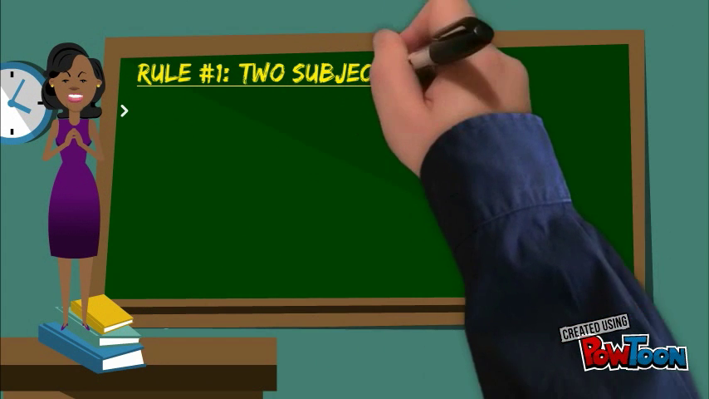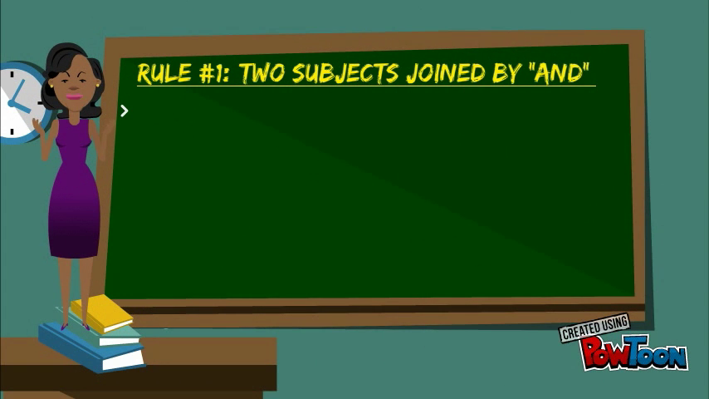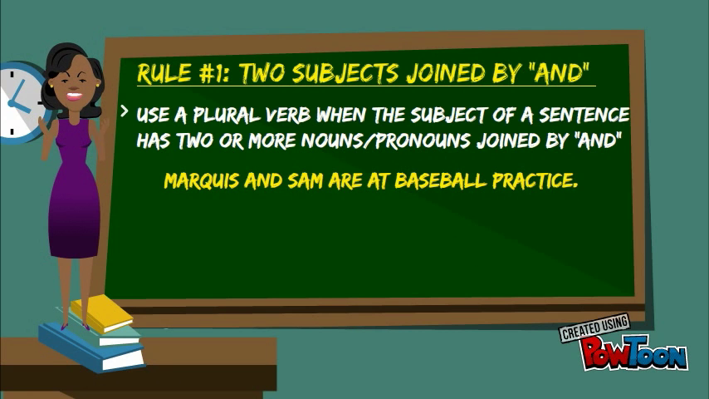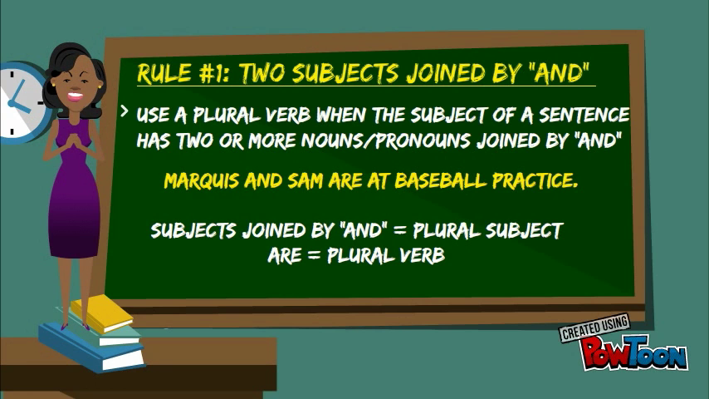Rule number 1, two subjects joined by and. Use a plural verb when the subject of a sentence has two or more nouns or pronouns joined by and. This makes your subject plural, and therefore you need a plural verb to follow. View the example on this slide.